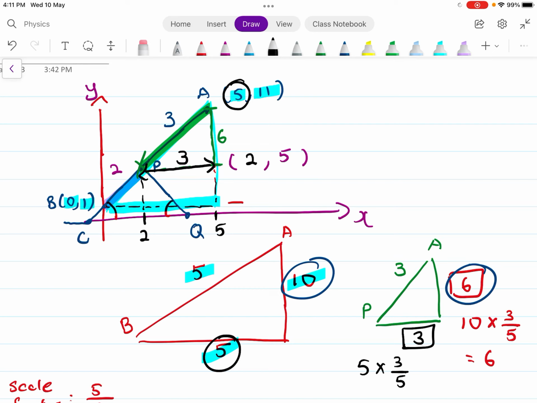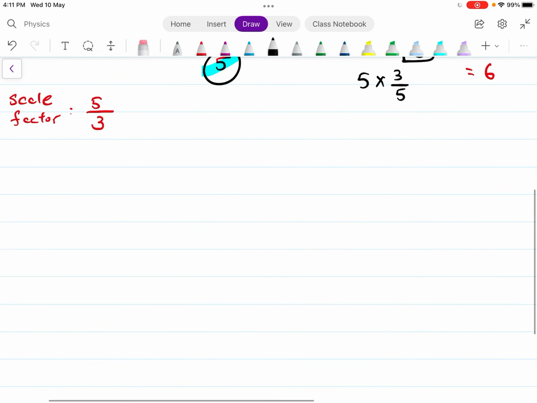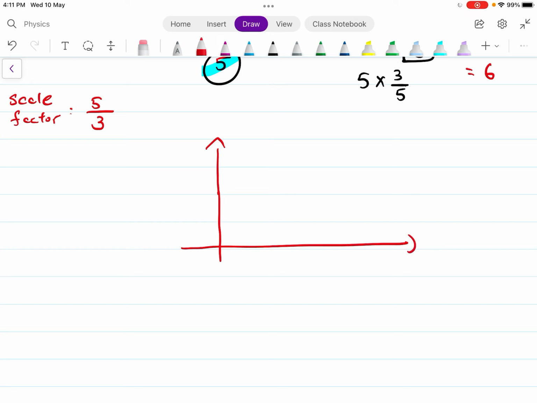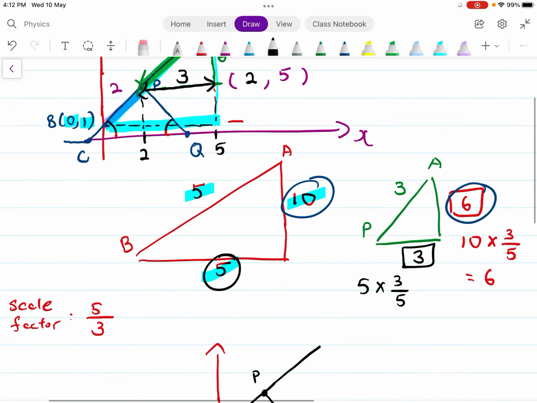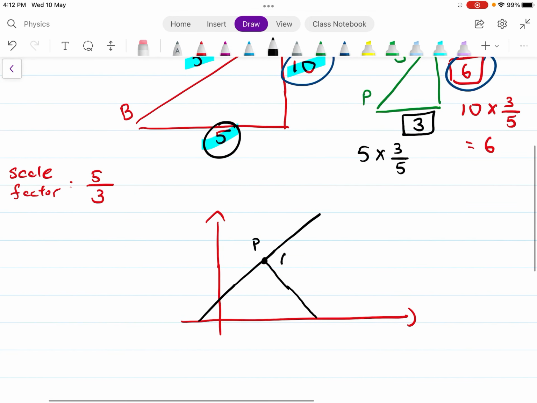Okay, now let's move on to the next part. The next part is also quite difficult. Let me draw another diagram. The original line is here, then there's an extra line here. This is point P, and we have determined its coordinates, which are (2, 5).